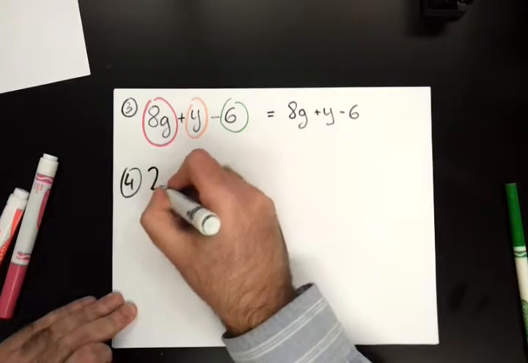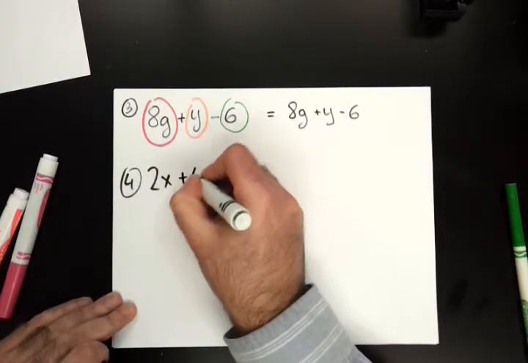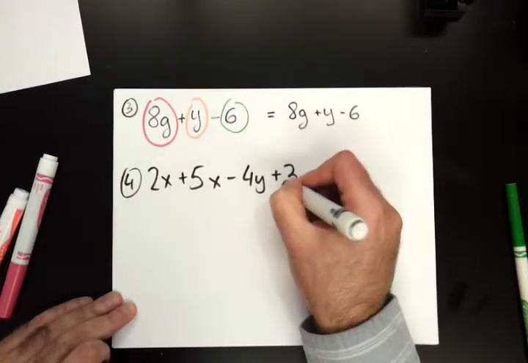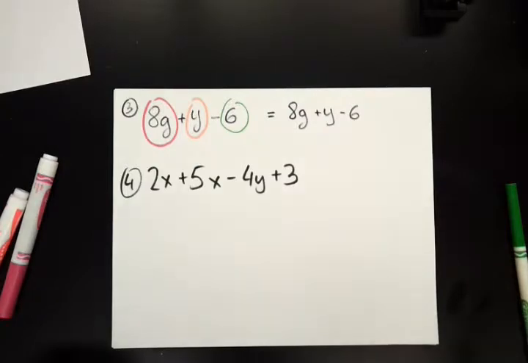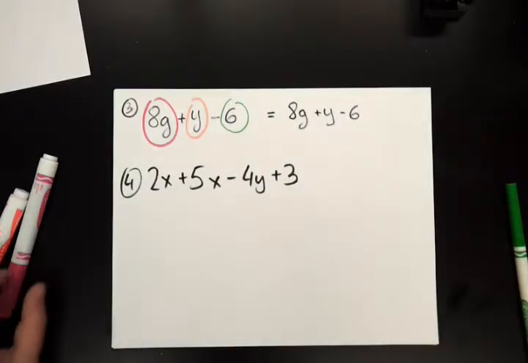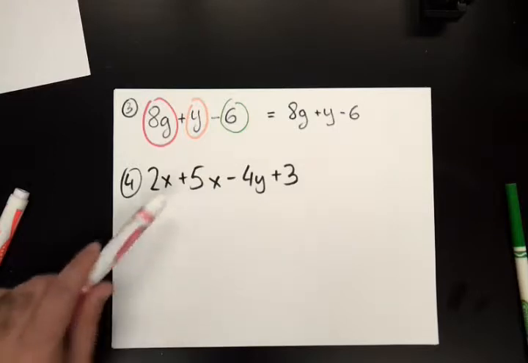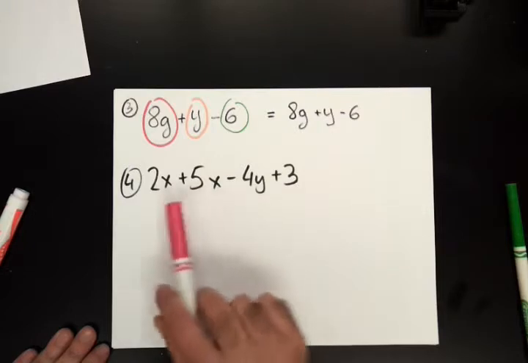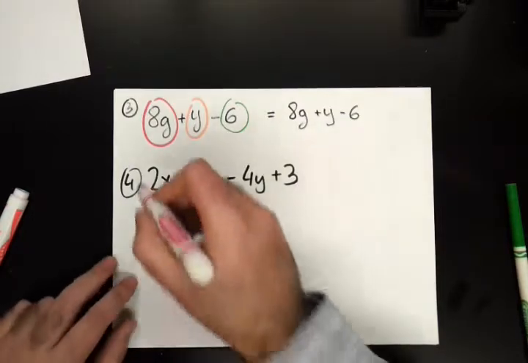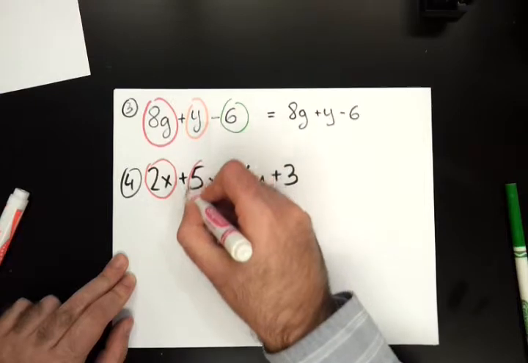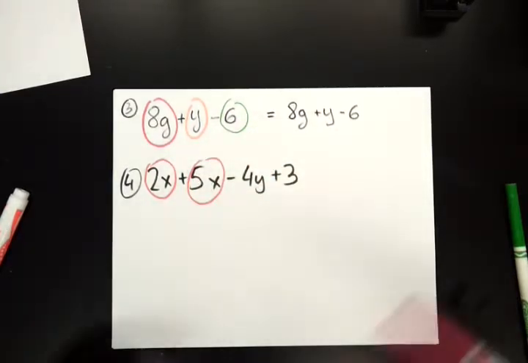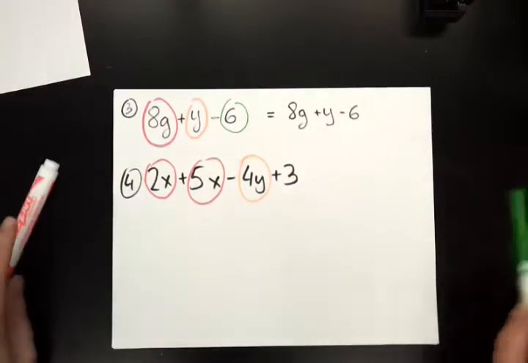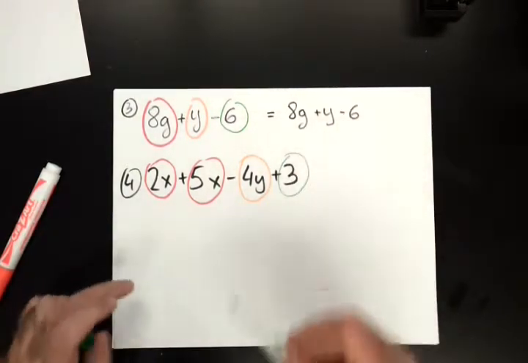Number 4, we have 2x plus 5x minus 4y plus 3. Here we're going to look at like terms again. So first, we have 4 terms total and 3 different term types. We have an x term, a pair of them, a y term, and a constant. So I'm going to group my x terms together. I'm going to group my y term in its own category and the constant in its own category.